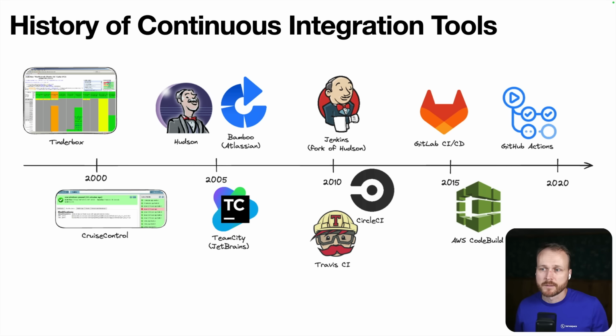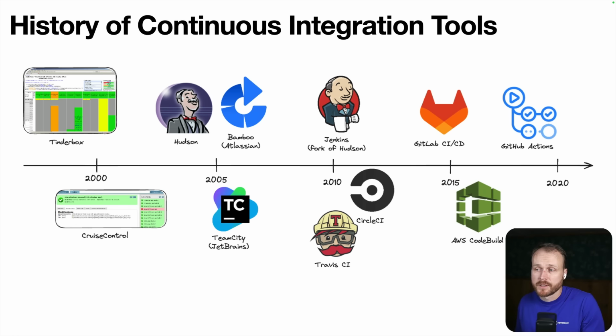Some other key players in the space like Atlassian and JetBrains introduced their own continuous integration tools around 2006, 2007. And the interesting thing about these is that they had strong integrations with their existing product suites. So Atlassian was able to build Bamboo and have tight integrations with their tools like Jira and Bitbucket, whereas TeamCity was able to provide integration with their suite of IDEs, or integrated development environments, that they specialize in.